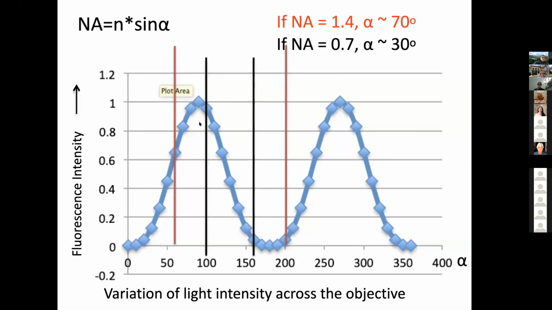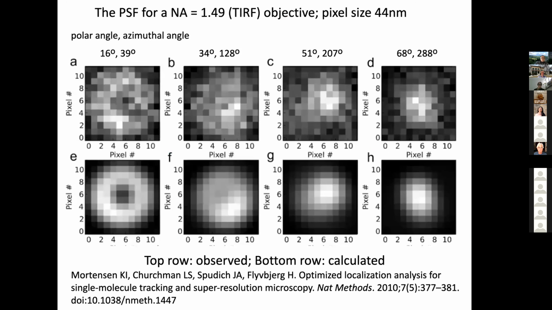Anyway, you can see if you have a higher numerical aperture objective, you get a very curious distribution of light intensity across the face of the objective. And the point of that is that if you have a high numerical aperture objective, this is what the point spread function looks like. It's a donut when the dipole is pointed directly up the optic axis.